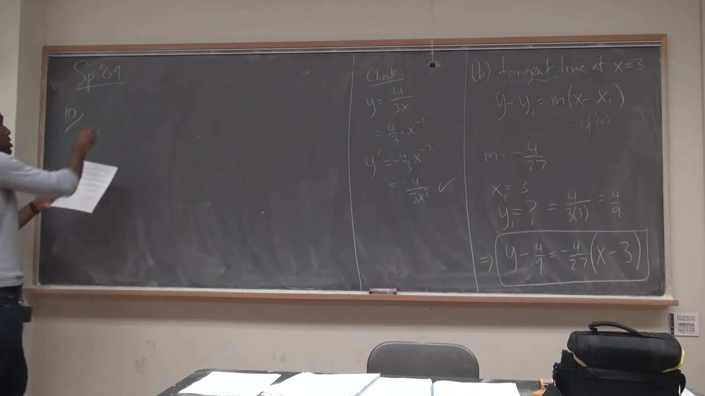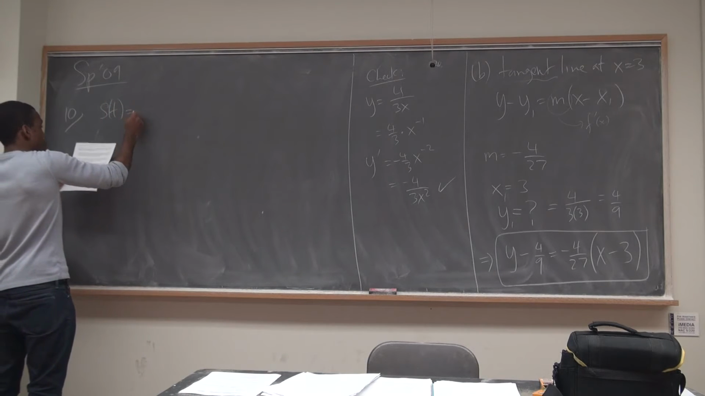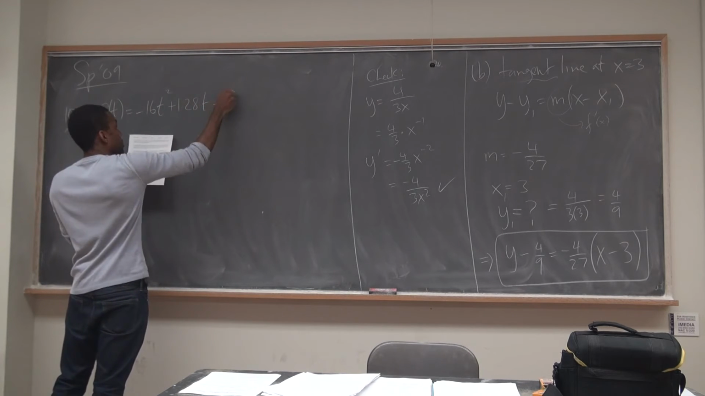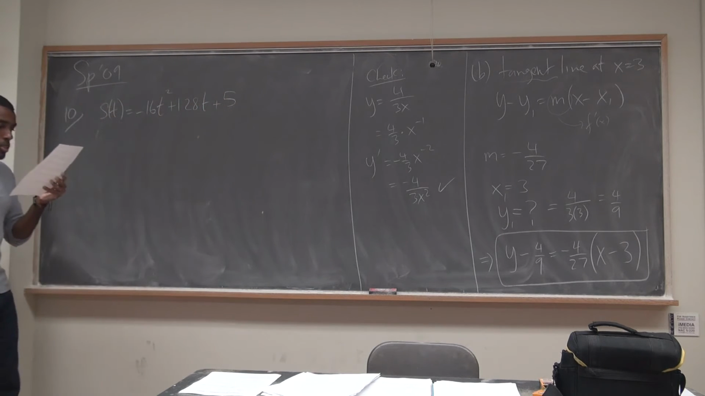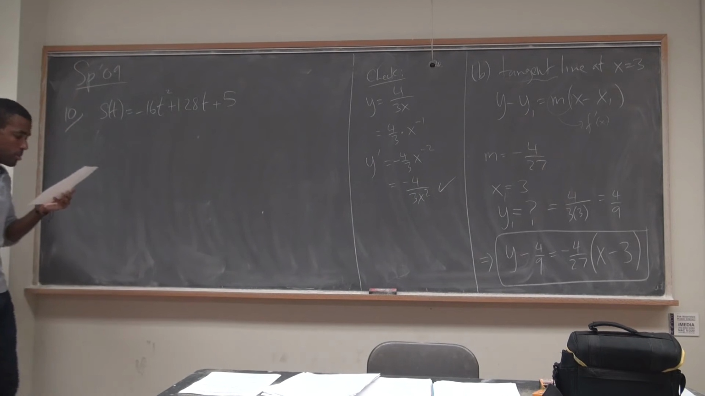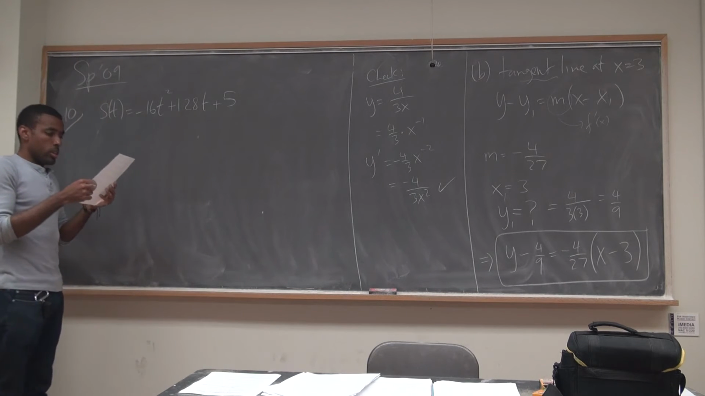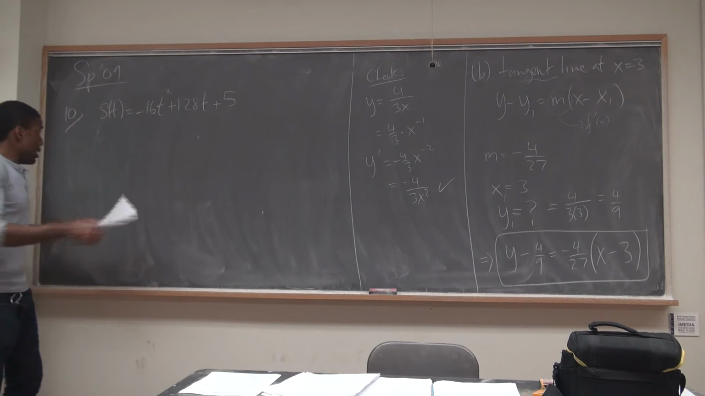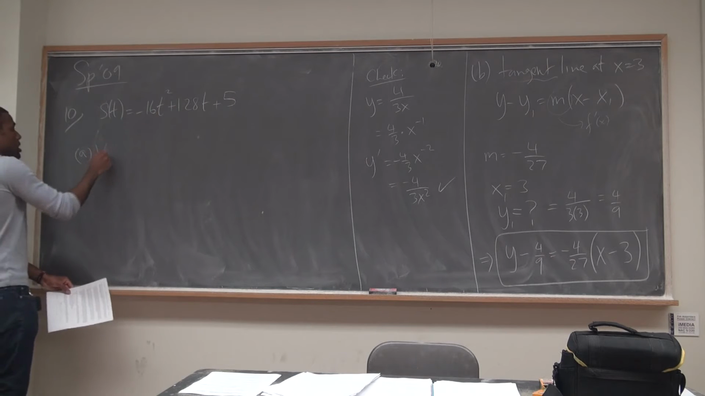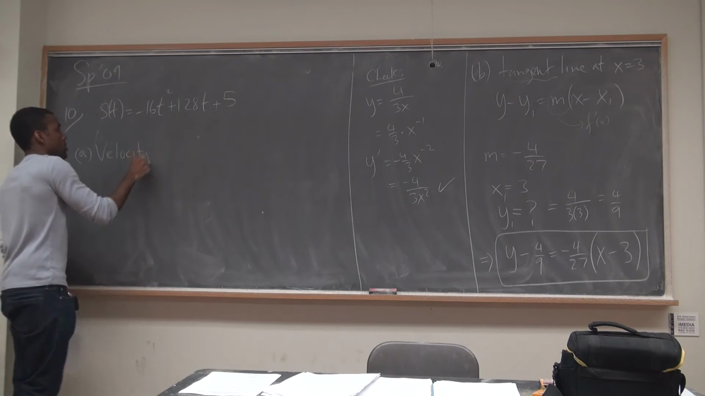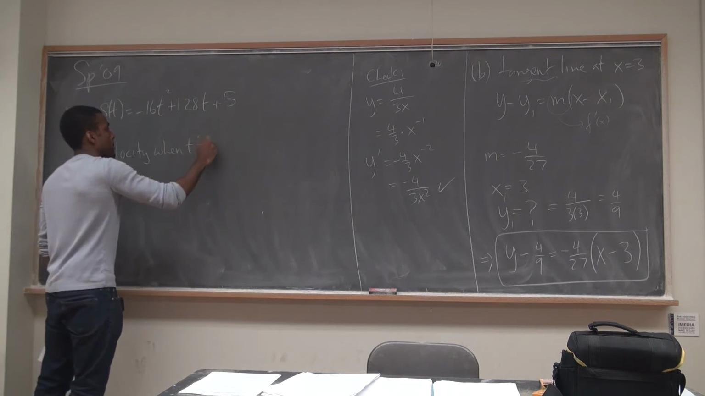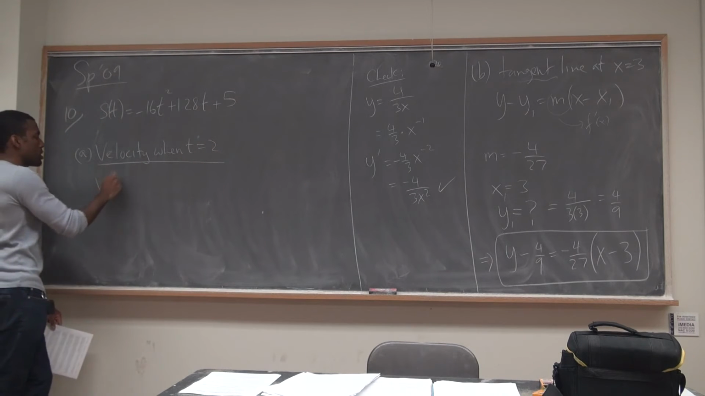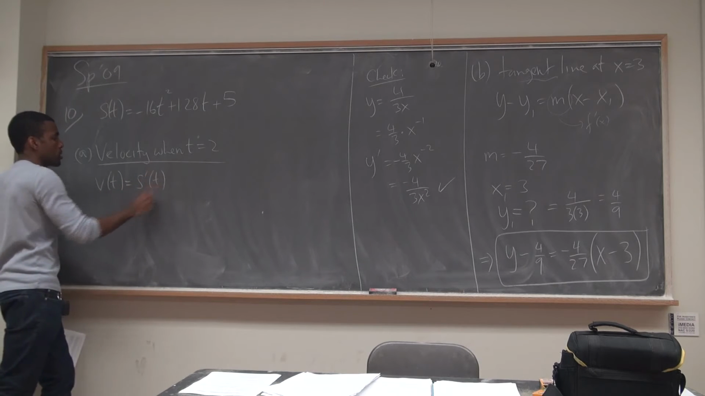Yeah, so there's going to be something here. They gave you a position function. s of t is equal to minus 16t squared plus 128t plus 5. Okay, so it says a ball is thrown upward in the air. The vertical distance after t seconds is given by this function. And so in part A, they want the velocity after 2 seconds. Just remember that the velocity function is just the derivative of the position function.